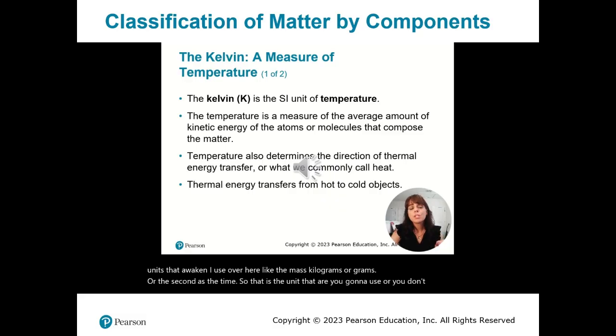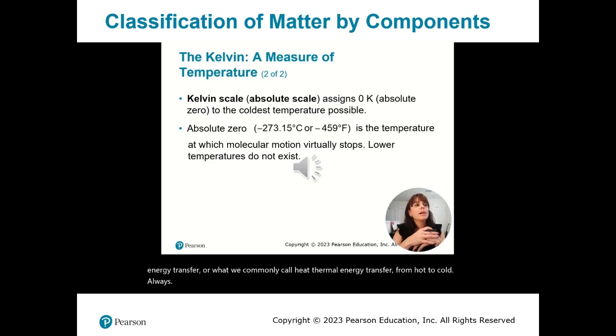Temperature is a measure of the average amount of kinetic energy of the atoms or molecules that compose the matter. Temperature also determines the direction of thermal energy transfer, or what we commonly call heat. Thermal energy transfers from hot to cold, always. The Kelvin scale assigns 0 Kelvin, or absolute zero, to the coolest temperature possible. So we don't have negative values for Kelvin. That is the lowest temperature that we can get.